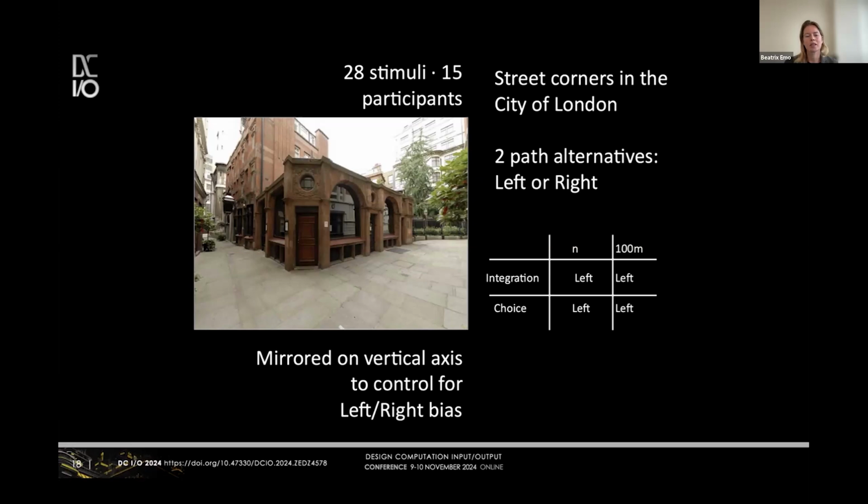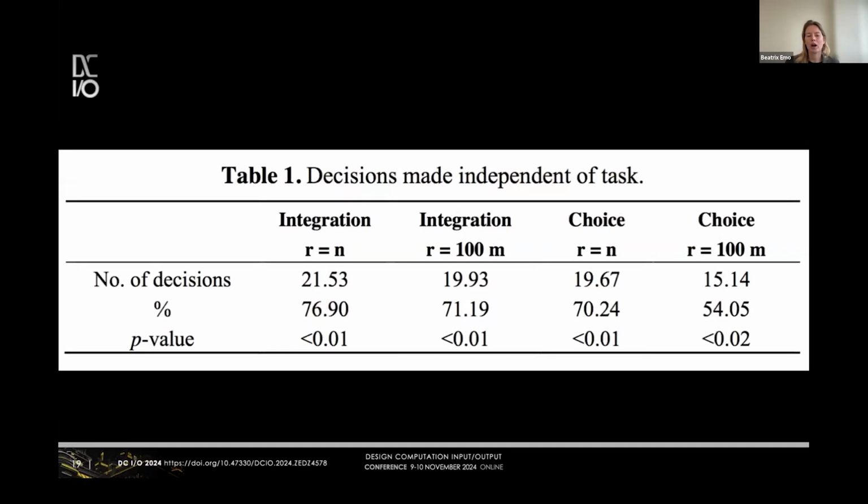I had 15 participants. Each photograph showed a street corner of the City of London where there's one clear left path alternative and one clear right path alternative. So I'm only looking at the case of two path alternatives. And I showed participants the stimuli mirrored on the vertical axis to control for left-right bias. And what I looked at were people choosing the path segment that was more connected. So I came up with a measure of the more connected path segment. And what I found was that when I looked at global integration, people were in fact choosing the more connected street for some reason.